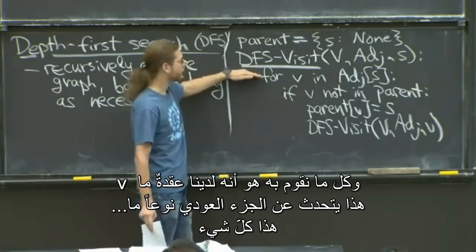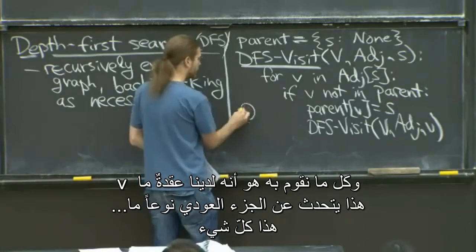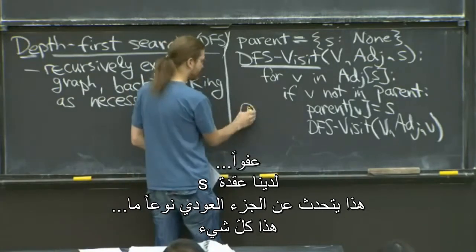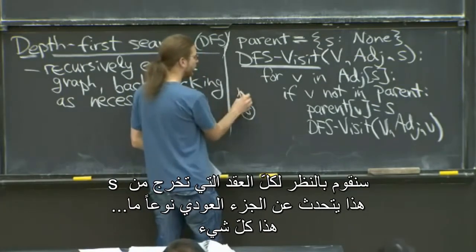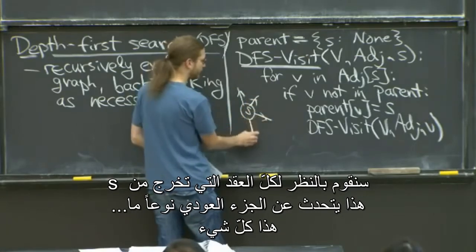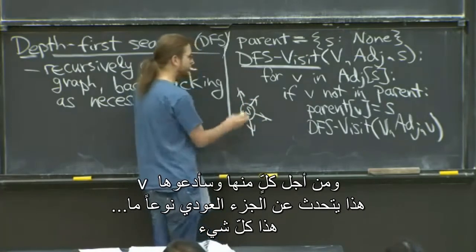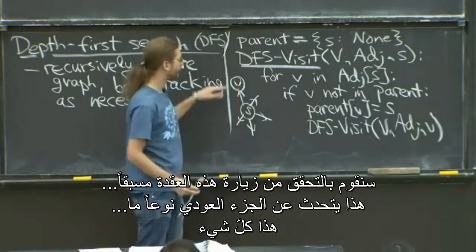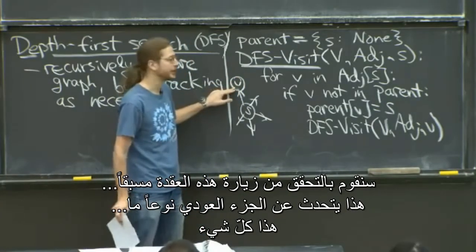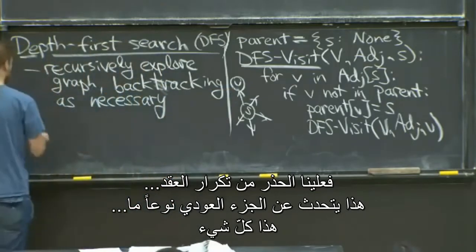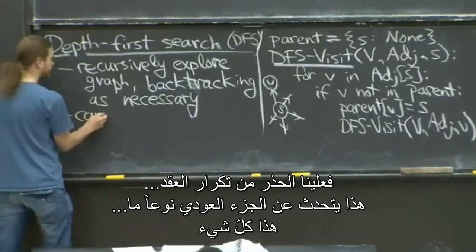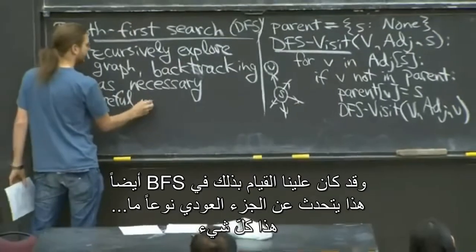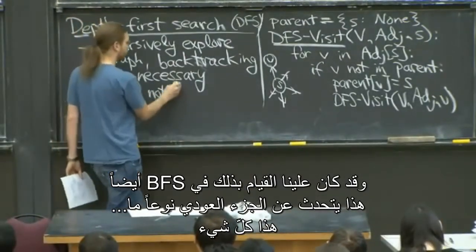And all we do is we have our vertex, sorry, we have our vertex S. We look at all of the outgoing edges from S. For each one, call it V. We check, have I visited this vertex already? So the one place where we need to be careful is to not repeat vertices. We had to do this in BFS as well.